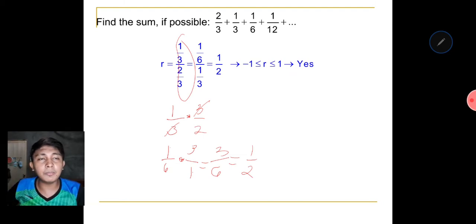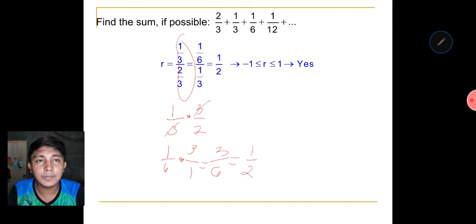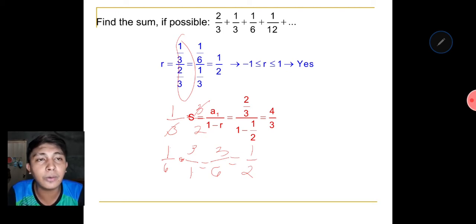Okay, so the common ratio is nasa loob ng -1 to 1. Okay? Or within -1 to 1. So sure, we could find the sum. So by substitution, okay, 2/3 divided by 1 minus 1/2 is equal to 4/3.